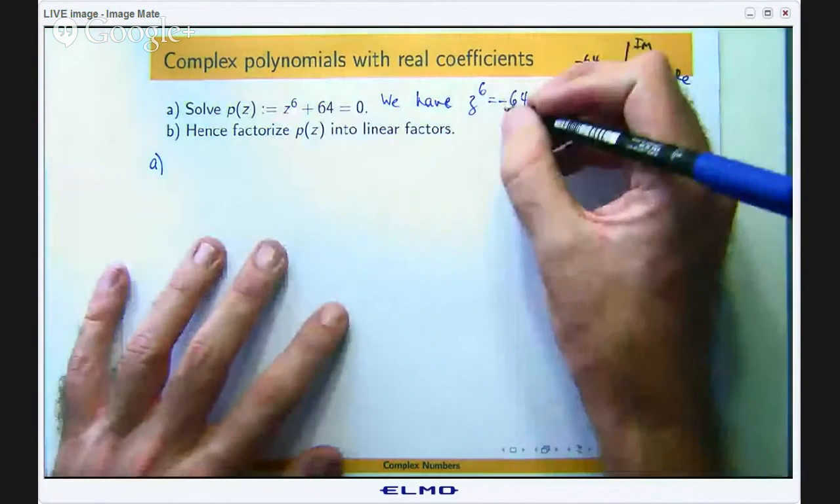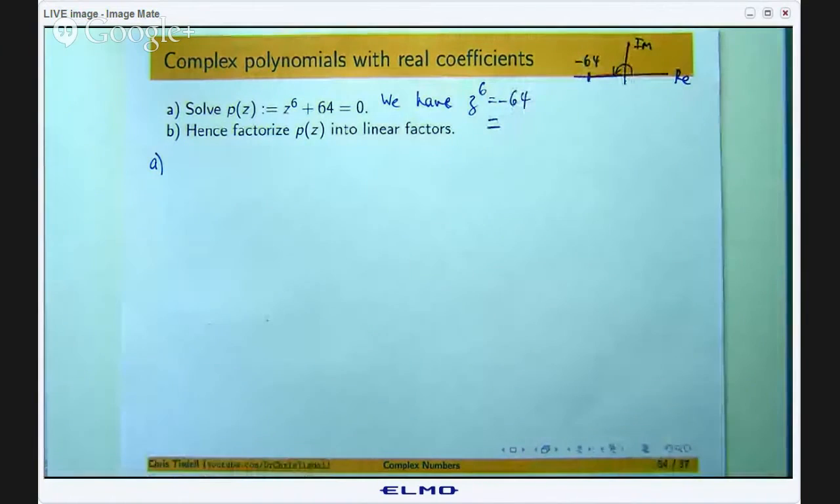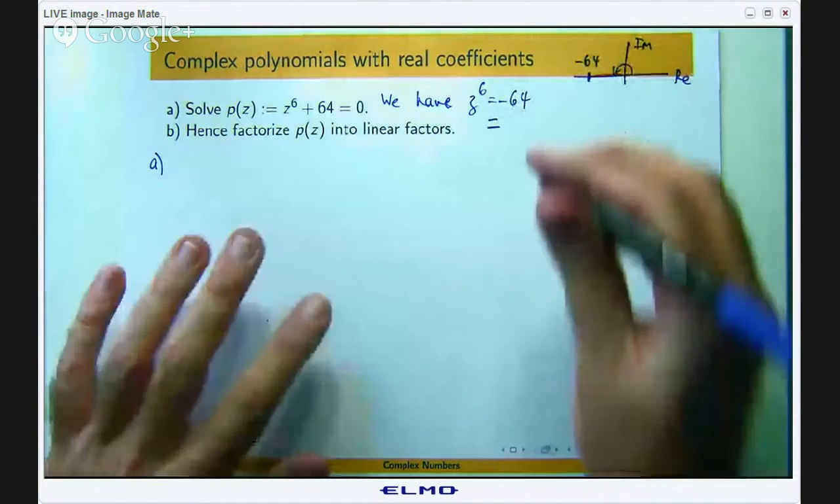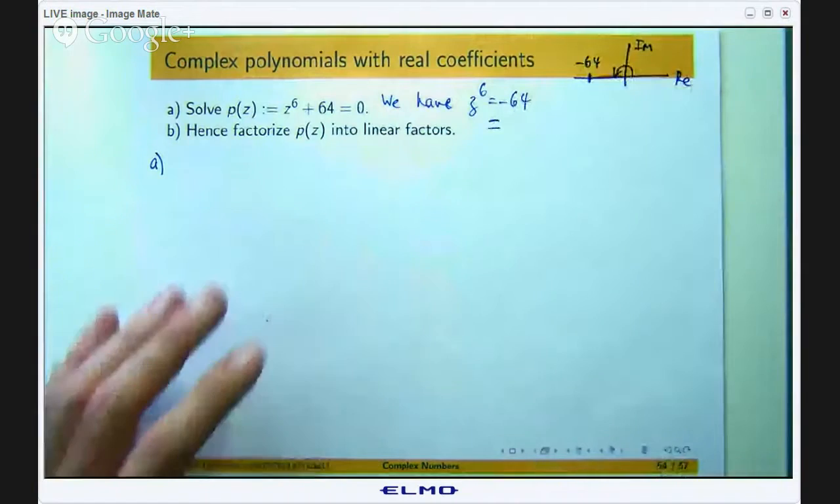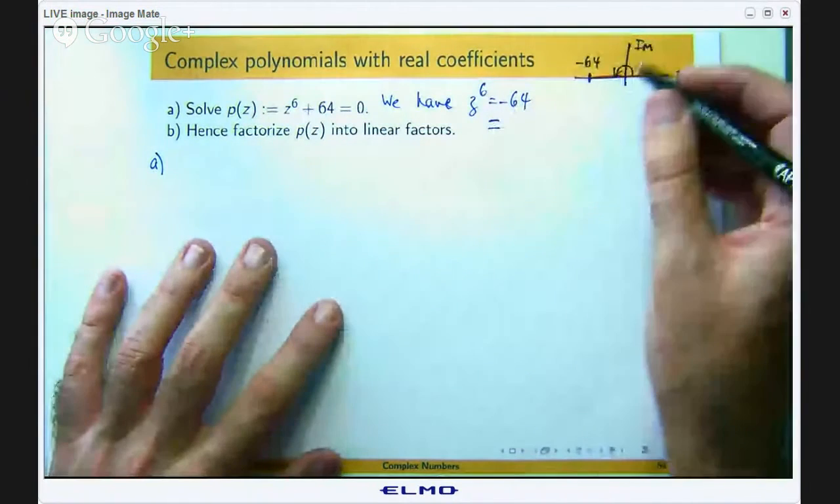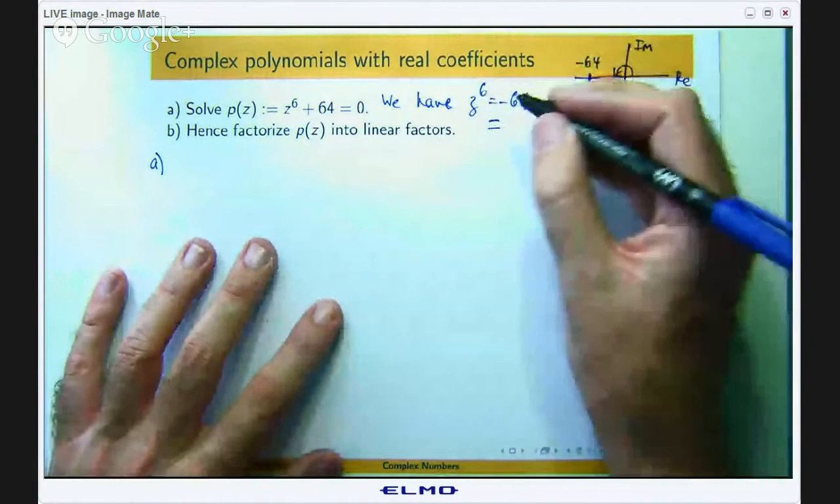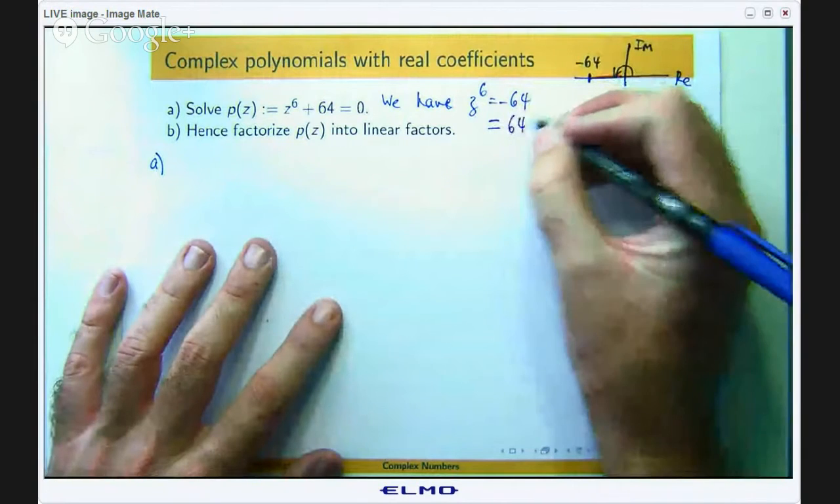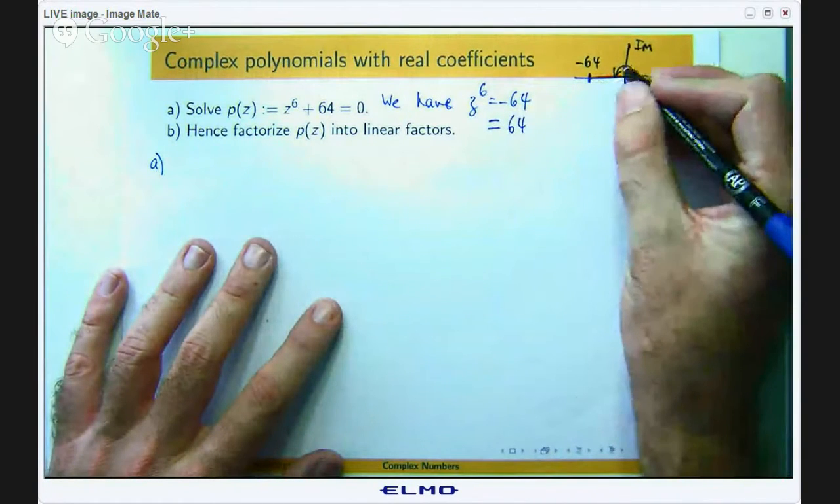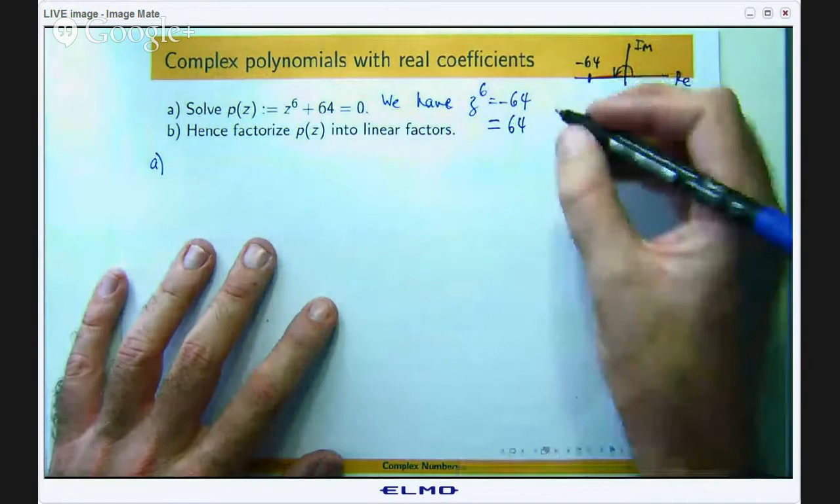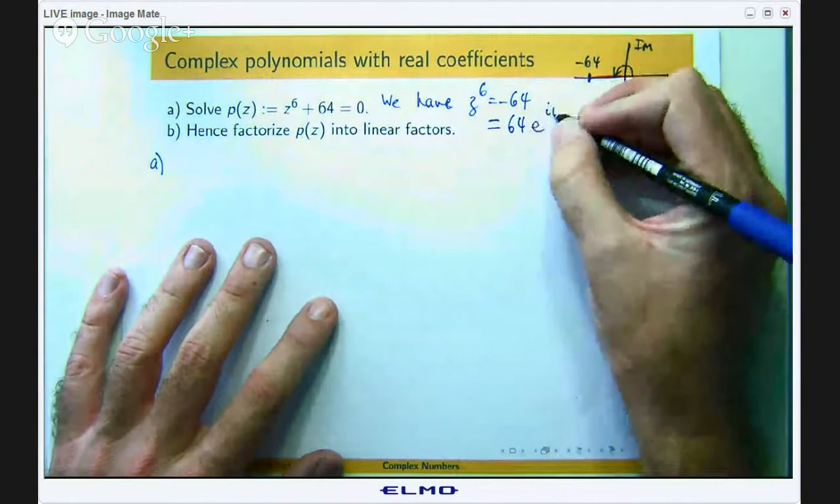Now, if I want to write that in terms of the polar exponential form, then I can do it the following. You have a length, 64 units, from that point to the origin, and you've gone around half a revolution. That's pi radians.